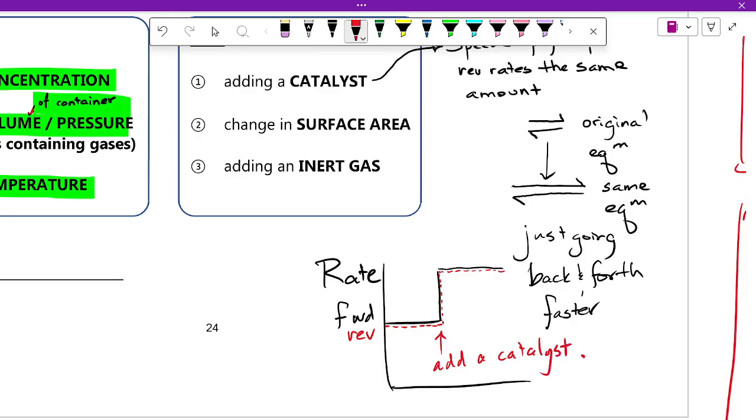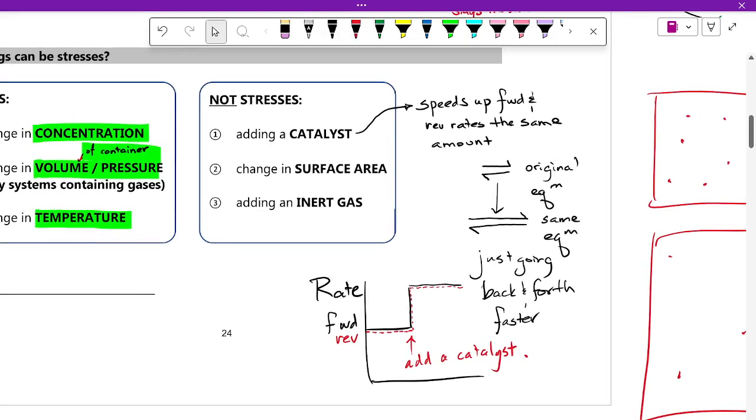And to be honest, it is exactly the same thing with surface area. Surface area speeds up the forward and reverse rates the same amount, because there is more surface for anything to deposit on it. There is more surface for things to come off. It speeds up forward and reverse exactly the same.